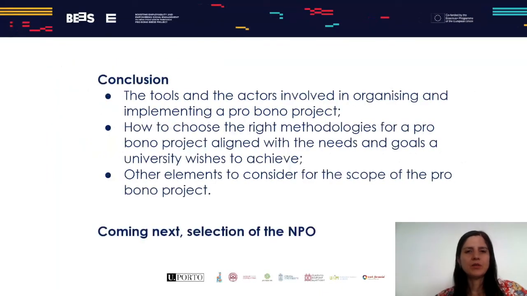Well, as a conclusion, after this chapter, we expect you to know the tools and the actors involved in organizing and implementing a pro bono project, how to choose the right methodologies for a pro bono project aligned with the needs and goals a university wishes to achieve, and other elements to consider for the scope of the pro bono project. Coming next, selection of the NPO.